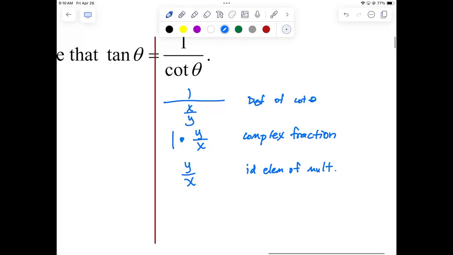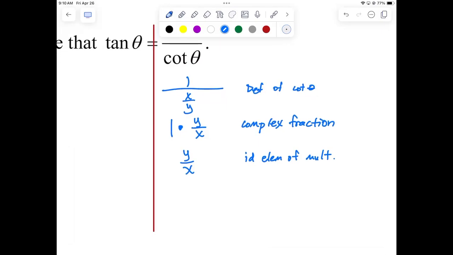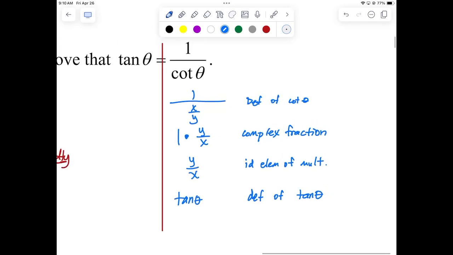Now, y over x is another trig ratio. Which trig ratio is it? Tangent of theta. So this reason would be the definition of tangent. Now look at the left side and the right side. Are they the same except for the color difference? Yeah. Does tangent of theta on the left equal tangent of theta on the right now? Yes, so the proof is done.